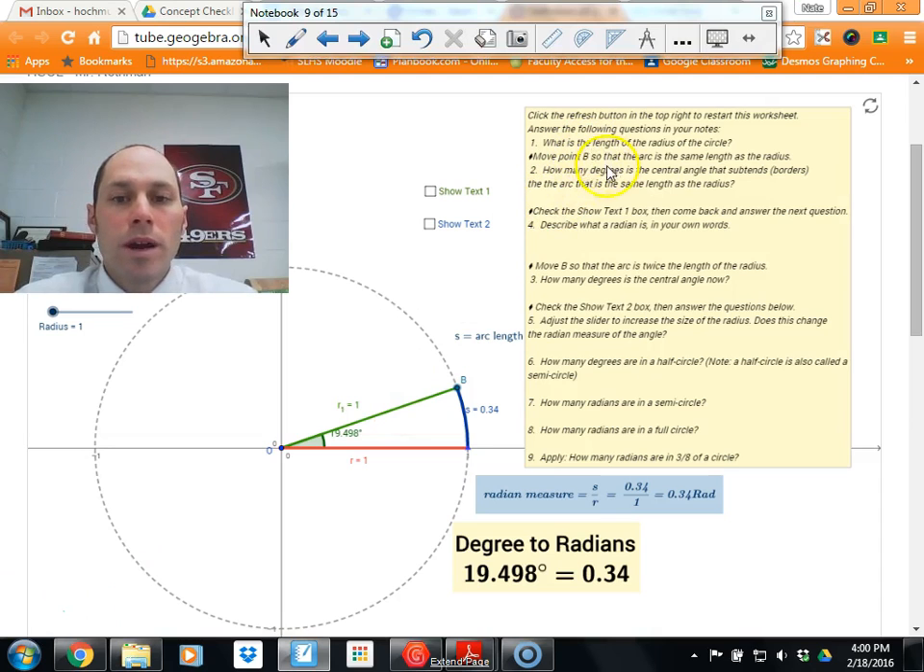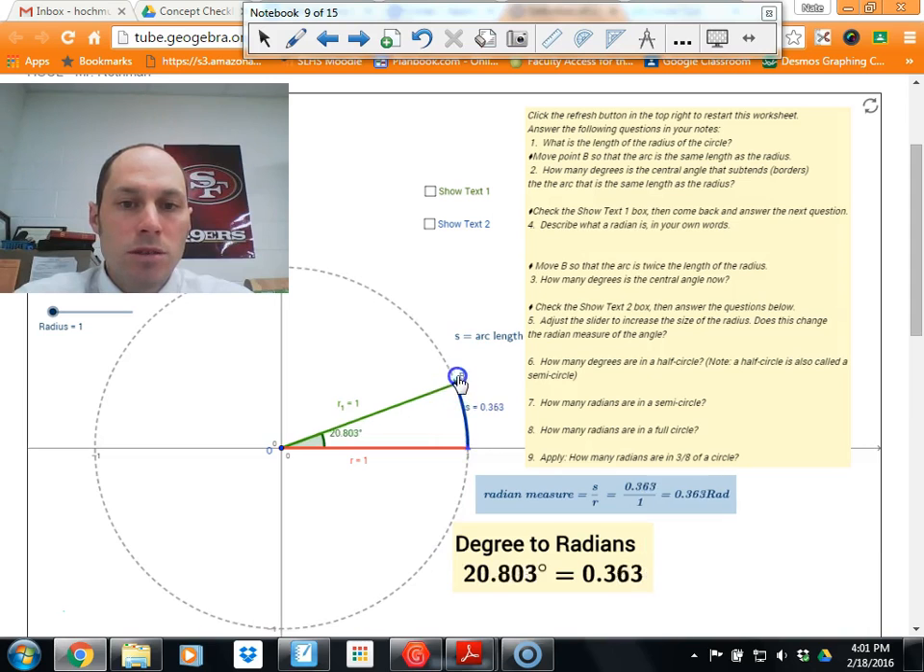All right, so I'll work our way through the exploration here. It says find the length of the radius of the circle. So I've got 2 radii, and we're measuring the angle between them. So the radius is a measure of 1, as we can see. We want to move point B so that the arc is the same length as the radius. So we want to get that arc length to be 1. So I'm just going to move this.